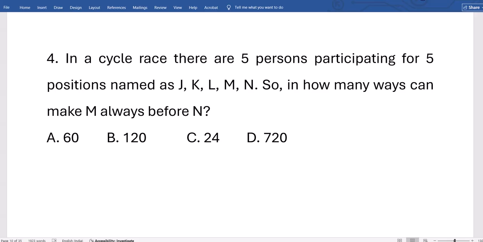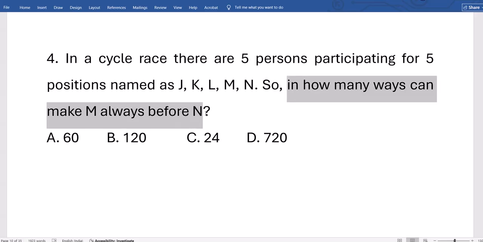Okay, so how many ways can we arrange the race participation result? Generally it is 5 factorial, 120. If there is no condition, 5 persons going for 5 positions means 5P5, which is 5 factorial, 120, without any condition. If this last line is not there, the answer should be 120.